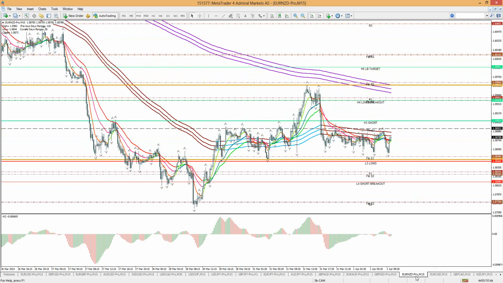Same with the Euro New Zealand. It too has bottoms here. Maybe some breakout to the upside could happen on the Euro New Zealand. If we break above here, hook back and go up to the daily high. Otherwise, with a break of the daily low, we have some downside potential.